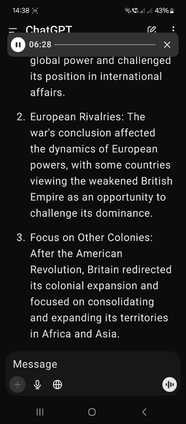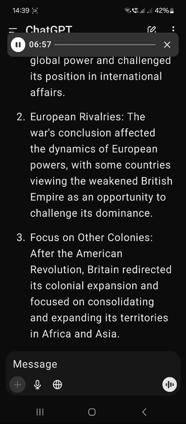6. Treaty of Paris, 1783. The war officially ended with the signing of the Treaty of Paris in 1783. Britain recognized the independence of the United States and agreed to the boundaries that established the new nation. 7. Legacy. The American War of Independence had a profound impact on global history. It inspired other movements for independence and self-determination around the world and influenced the development of democratic ideals.